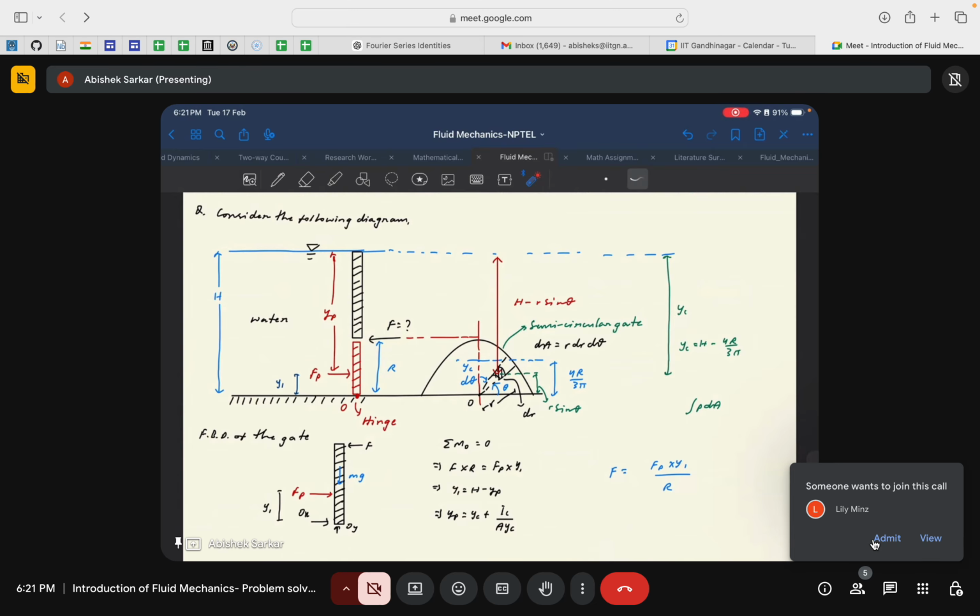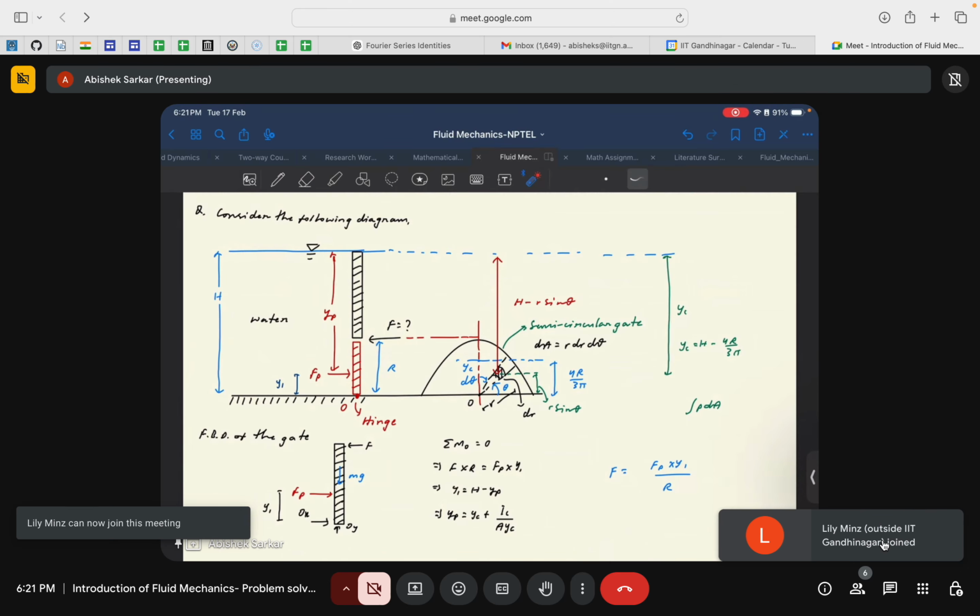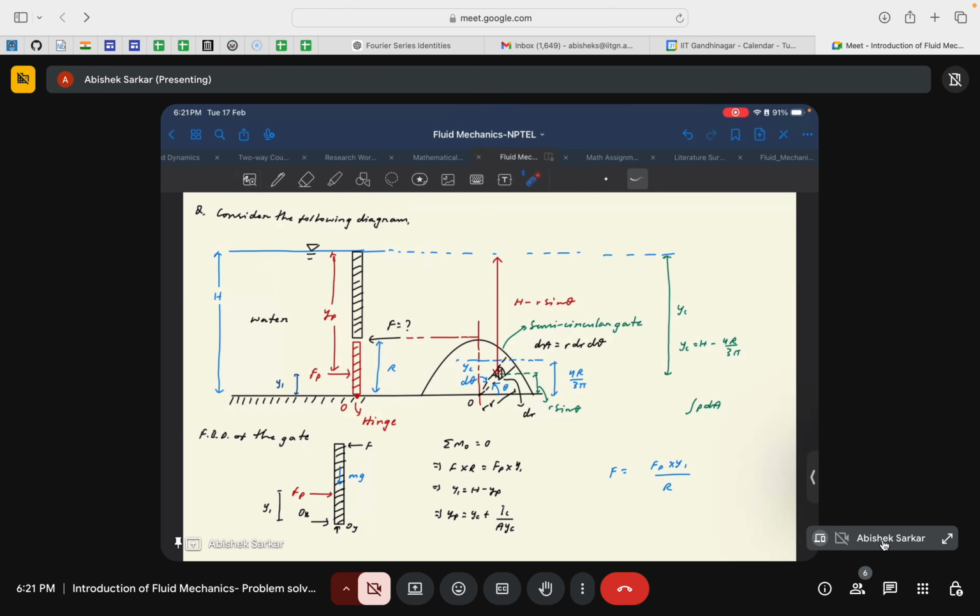You can easily understand by now that these hydrostatic forces will tend to open this gate in this direction. So in order to prevent this gate from opening, you need to exert some force, say F, so that these forces are balanced. So you need to find that particular force F.